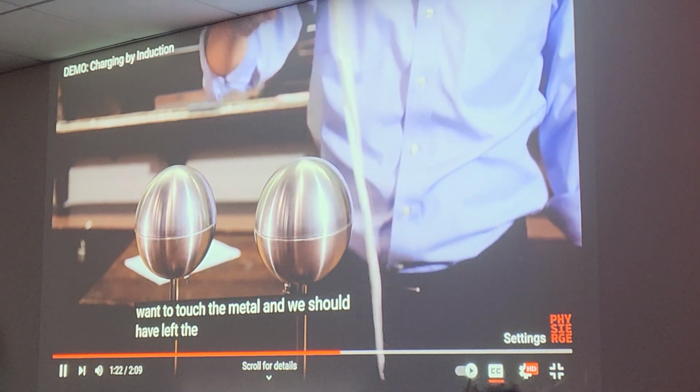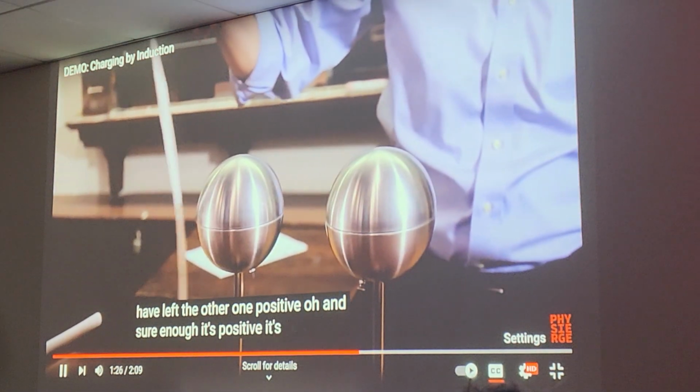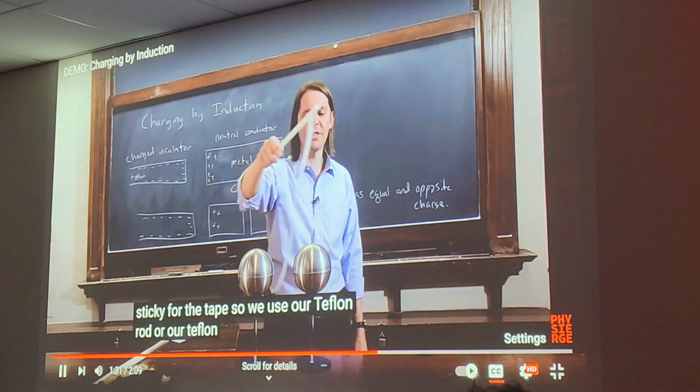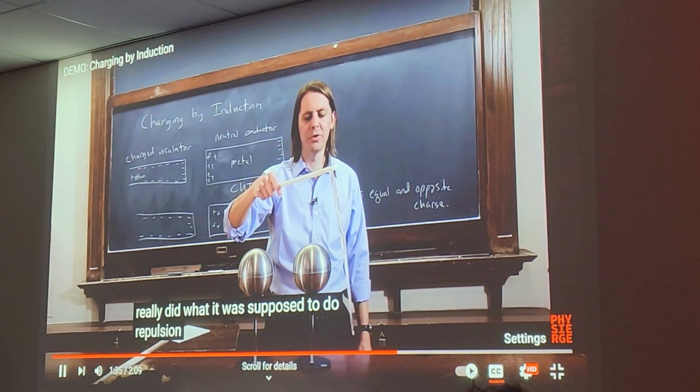Doesn't want to touch the metal. And we should have left the other one positive. And sure enough, it's positive. It's very sticky for the tape. We use our Teflon tape to confirm it really did what it was supposed to do. Repulsion.